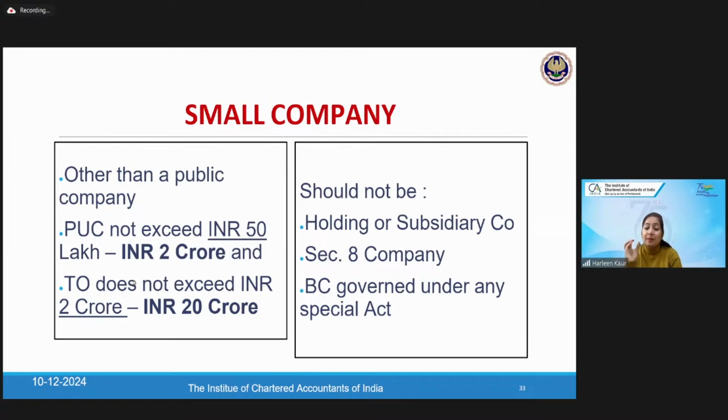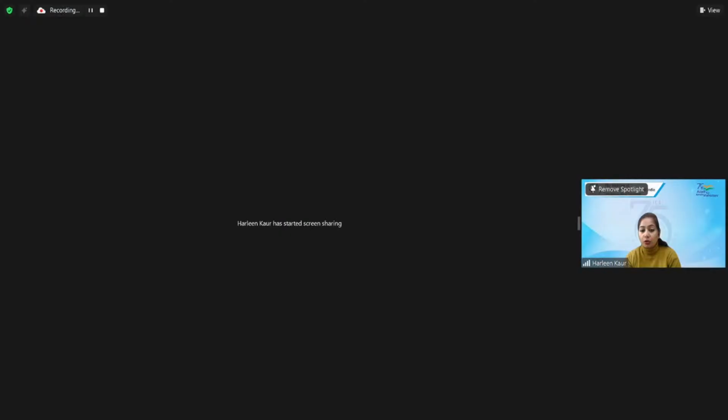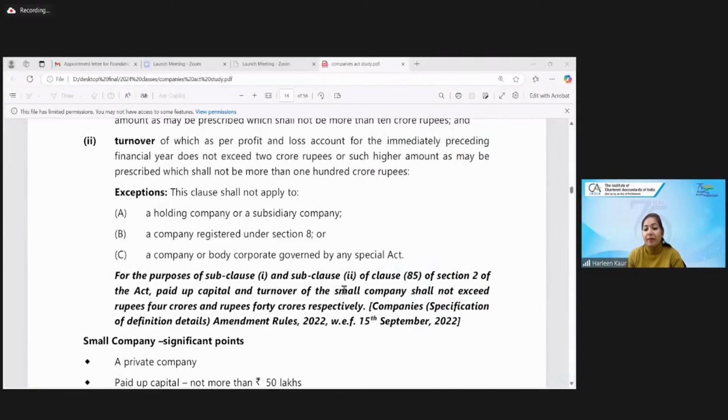So what are the limits that you have to learn for small company? The limit for a small company is your paid up share capital shall be up to rupees 50 lakhs and your turnover is up till rupees 2 crore. Then only you become a small company. So do I have to learn these limits of 4 crores and 40 crores, whatever is mentioned, 2 crores and 20 crores written over here? So if you'll see the amendment, it tells you that the paid up share capital and turnover shall not exceed 4 crores and 40 crores.